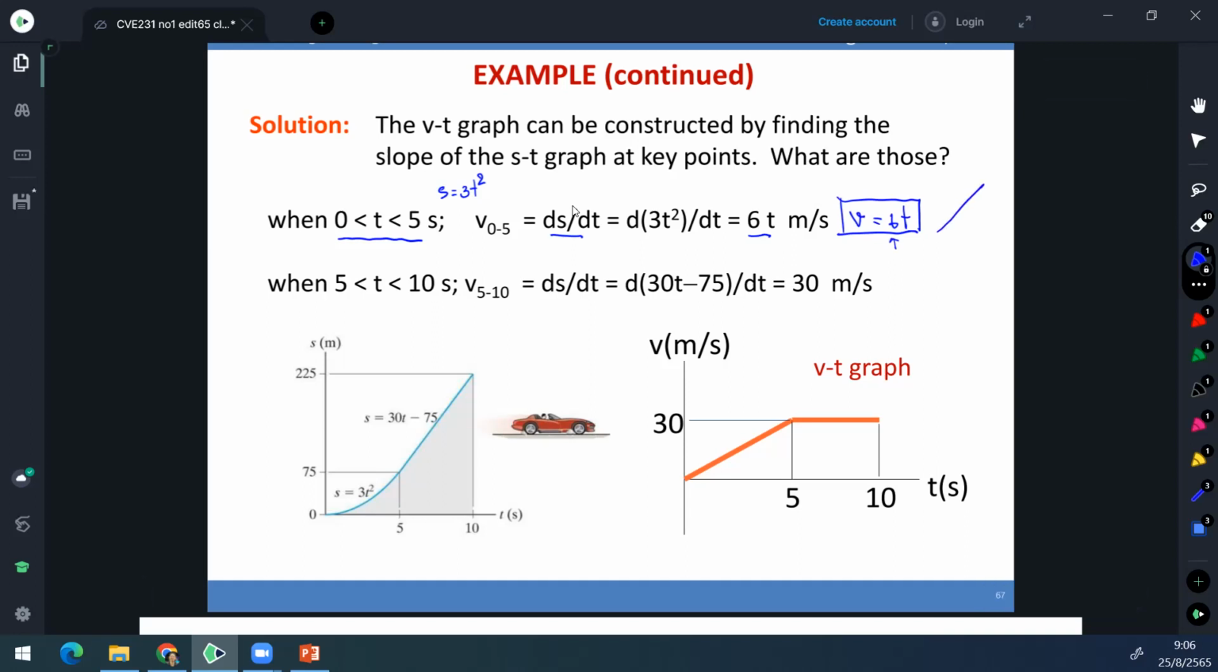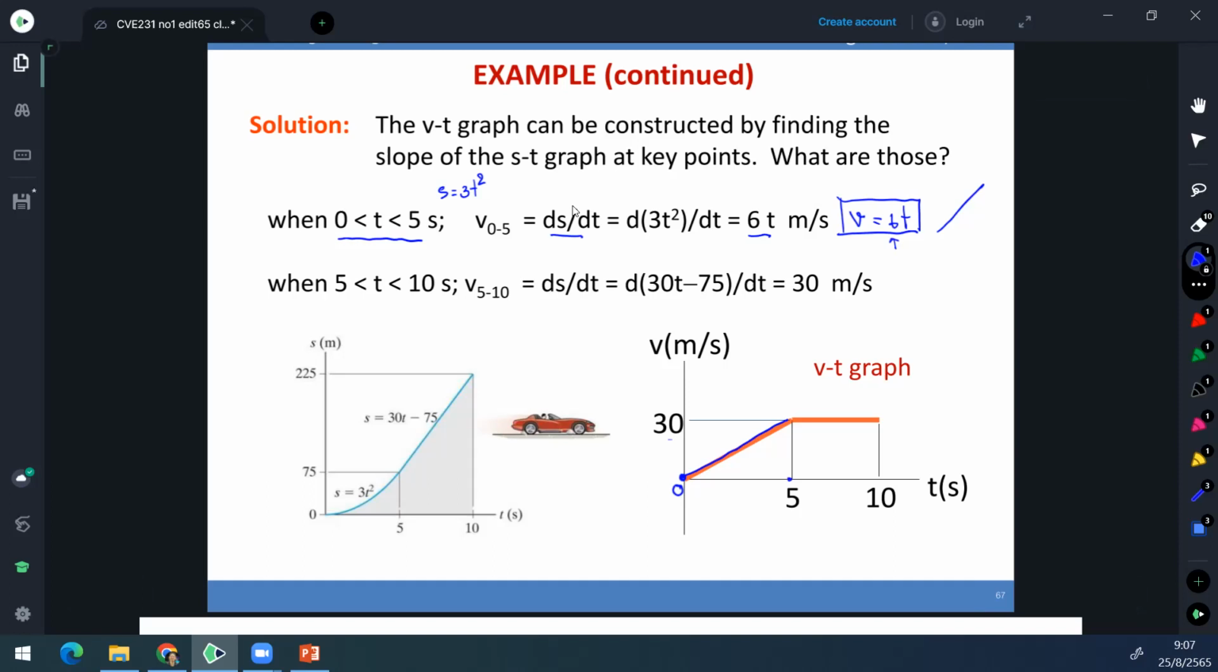We use this to construct the v-t graph, from time equal to 0 with velocity equal to 0, to time equal to 5, where v equal to 6 multiplied by 5 becomes 30. So we have a linear function like this. This is the first period.